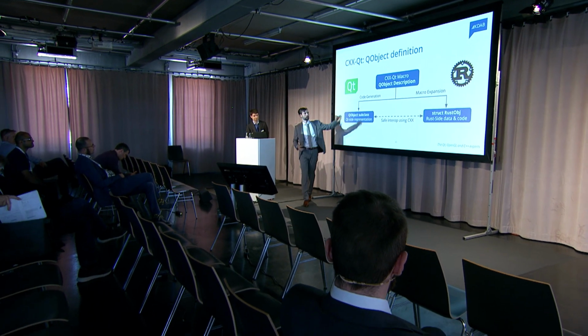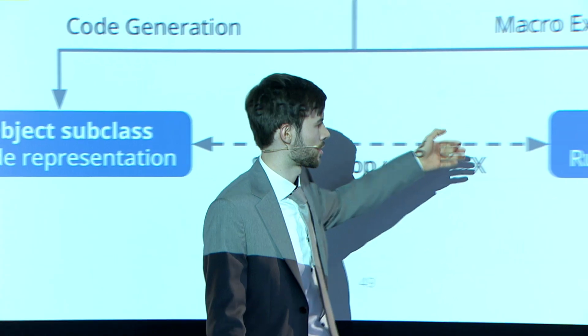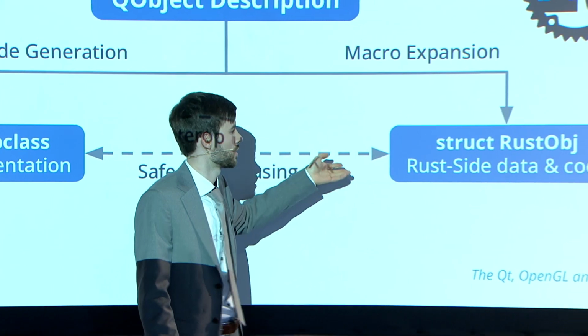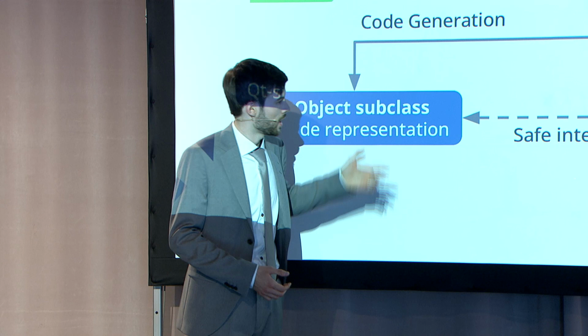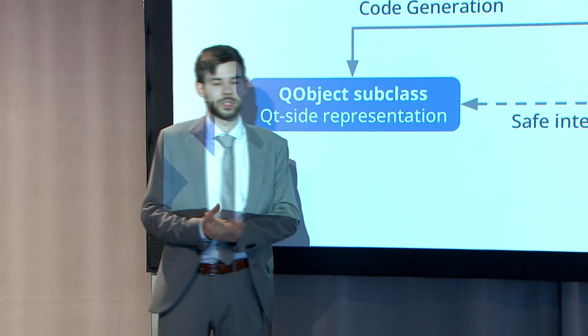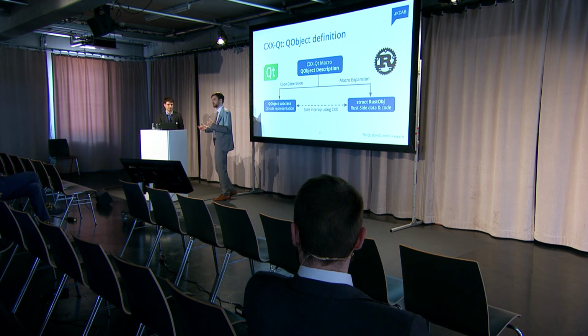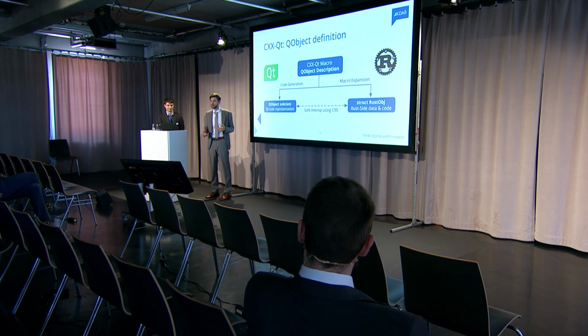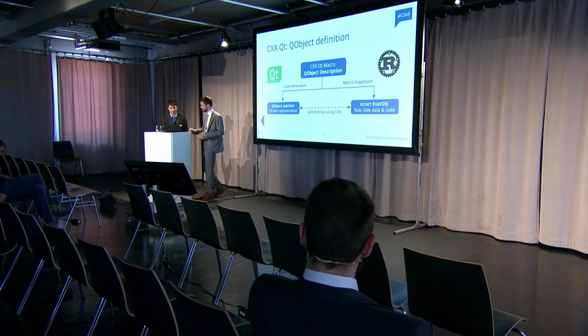And we then, on the Rust side, have a macro expansion that can give you a struct that contains all the data that you need on the Rust side and all the code that you might want to execute. And we then ensure safe interoperation between the two using CXX to then bridge our methods across. And CXX will then make sure that we have a safe FFI there.